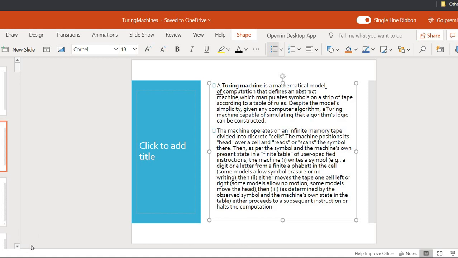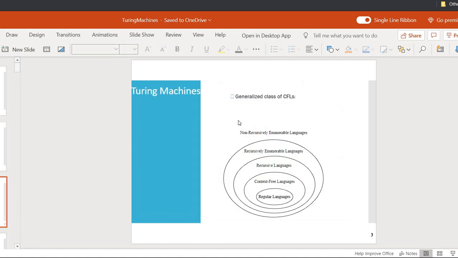To further understand this, let's look at what a generalized class of context-free languages are. We know that there are the regular languages. They come under a broader classification of languages known as context-free languages, which in turn come under a broader classification of languages called recursive languages, and so on and so forth. This increases up to the point where you have non-recursively enumerable languages, which are like the superset of all the other languages that are present. So this should make it clear.